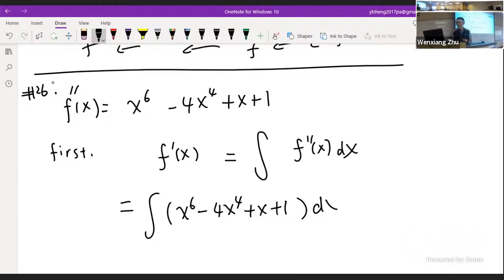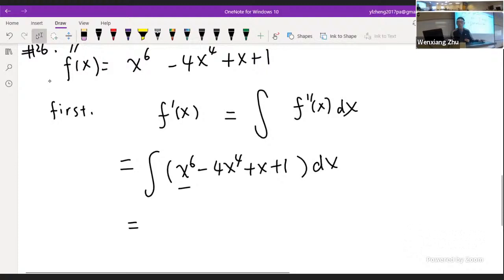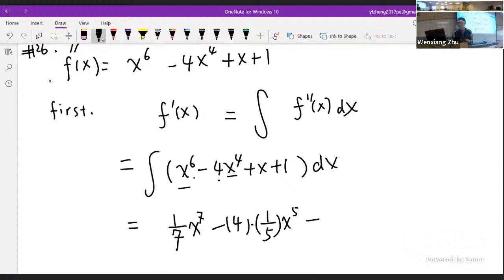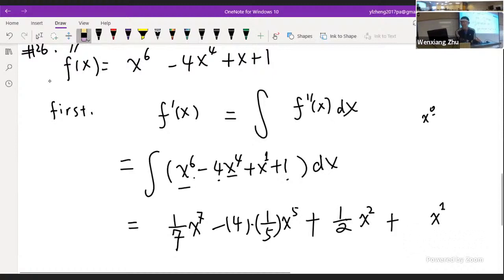After practice, I think we should be experts. Those are just the power rules, right? The first one, you go backwards, you reverse the process. The power increases by 1, multiplied by the reciprocal of the new power. The other one has a constant, 4 stays there, and x to the fourth power increases by 1, multiplied by the reciprocal of the new power. The next one, what's the power here? It's x to the first, actually. So the power increases by 1, you get 2, multiplied by the reciprocal of the new power. Then what about that 1 here? 1 is actually x to the zeroth power, so the power increases by 1, you get x to the first. The antiderivative of 1 is always just x.